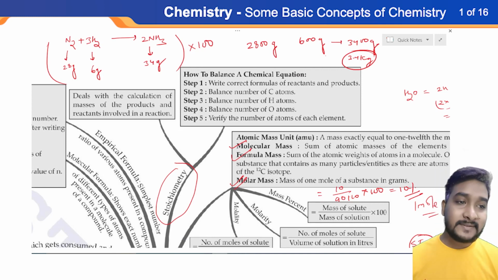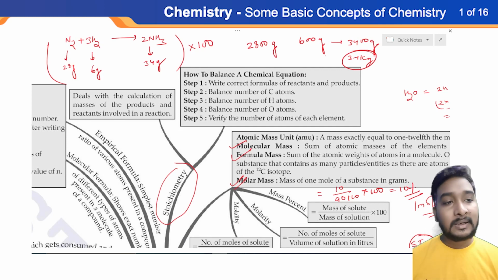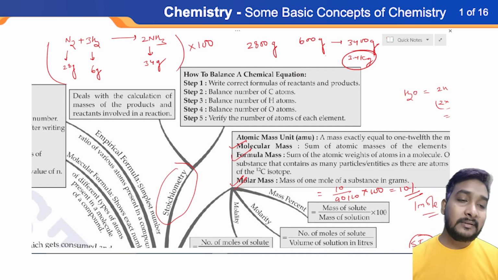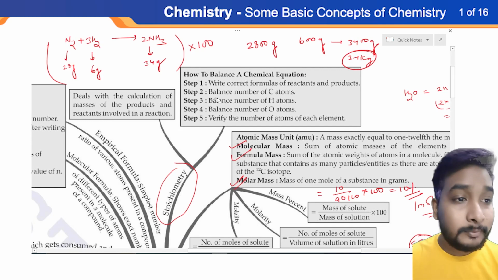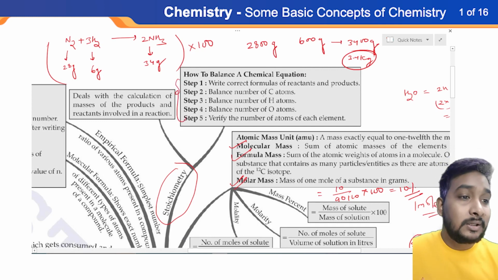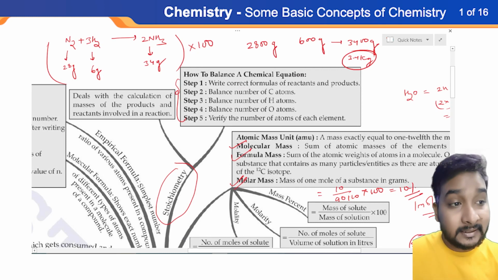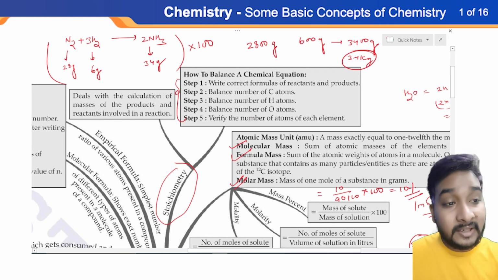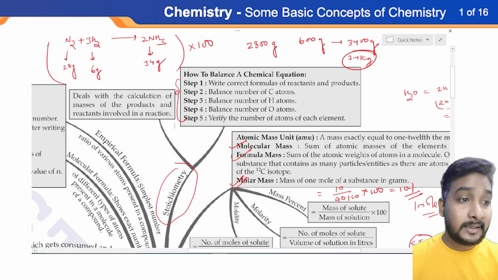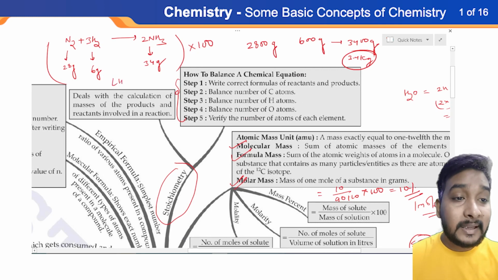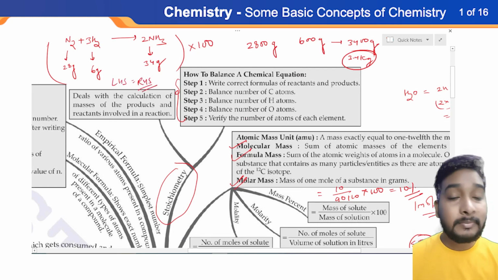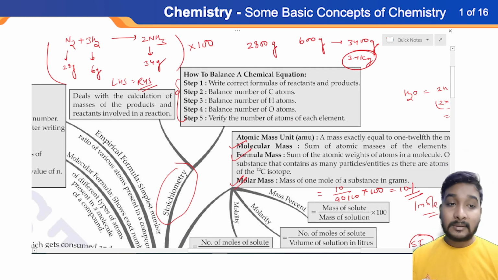So stoichiometry is very important, in which we use some balancing methods to calculate the amount of product with the help of a fixed amount of reactants. To balance the chemical reaction, 5 steps are prescribed. Number 1, write the correct formula of reactants and products. Balance the number of C atoms first, then balance the number of hydrogen atoms, then balance the number of oxygen atoms, and verify the number of atoms of each element. So whenever LHS is equal to RHS, the reaction is balanced.